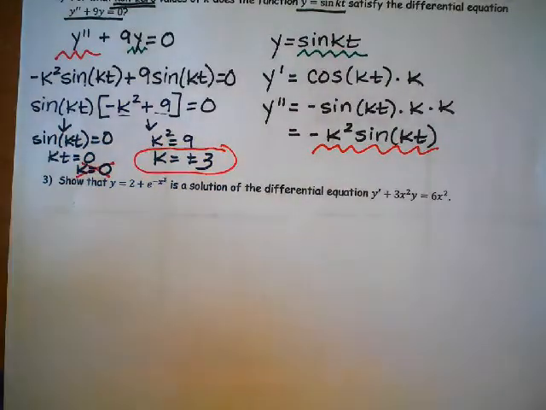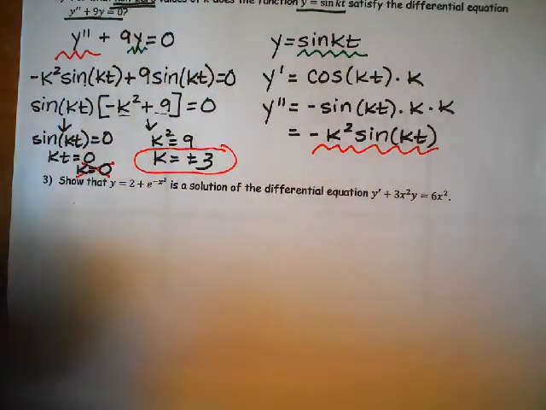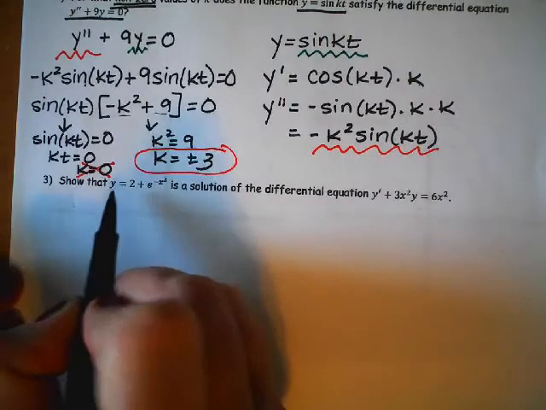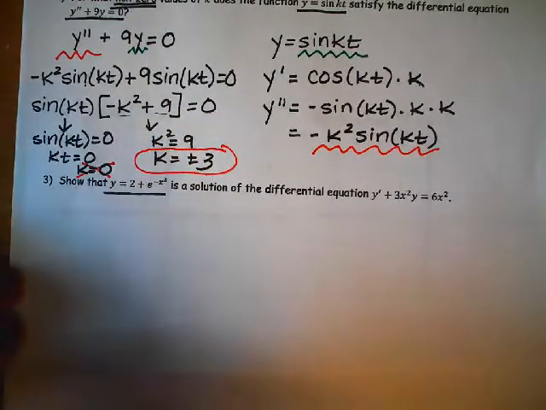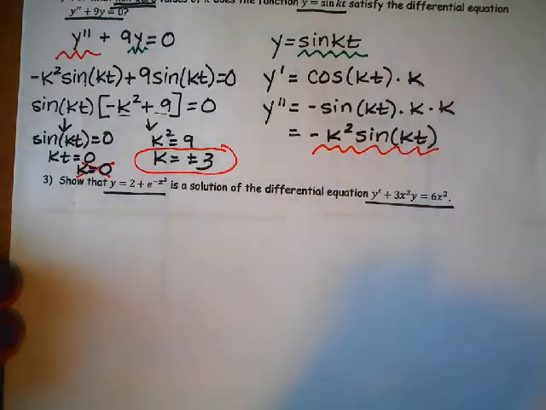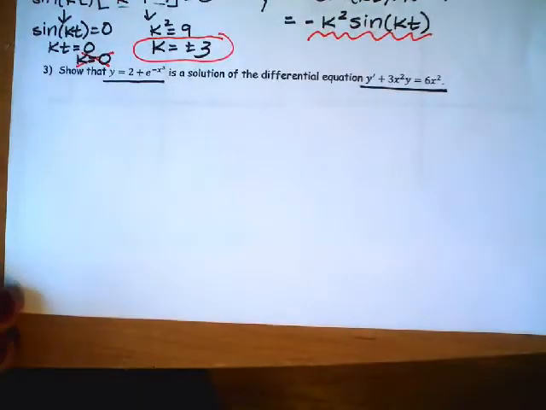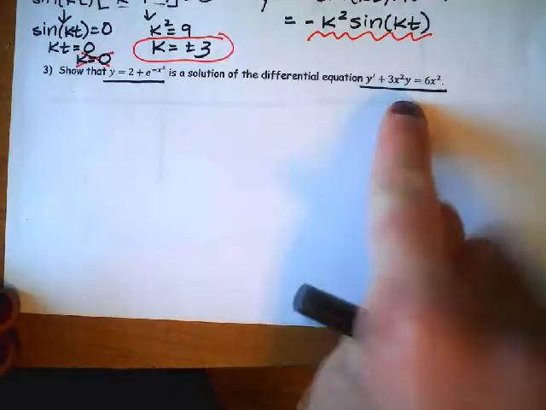Problem number 3 doesn't have us solve for r or k. This time it says show that y equals 2 plus e to the negative x cubed is a solution to this differential equation. So I am going to approach it the same way, but I'm just going to prove that this truly is a solution. Here's how we do it.